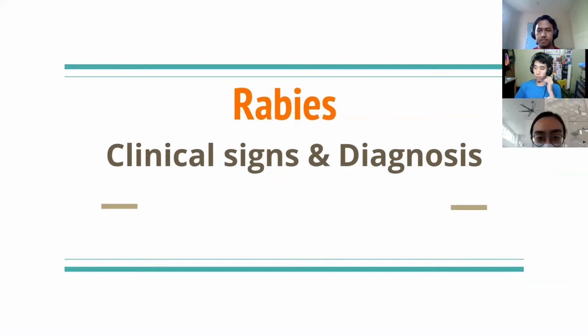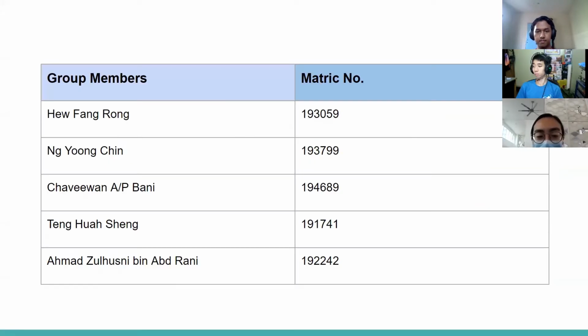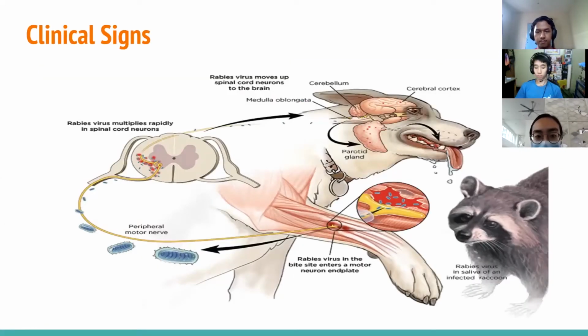We are from the group that is going to present rabies today, and our presentation will be mainly focused on clinical signs and diagnosis. Next slide. Before we talk about the clinical signs, let us talk a bit about the pathogenesis of rabies.